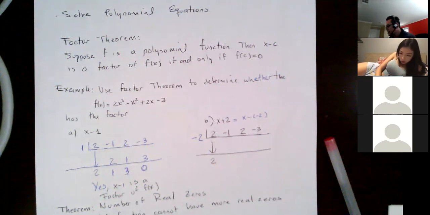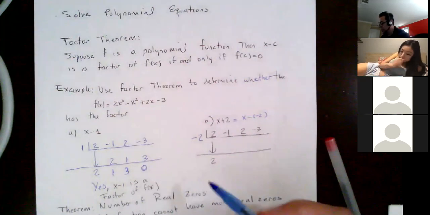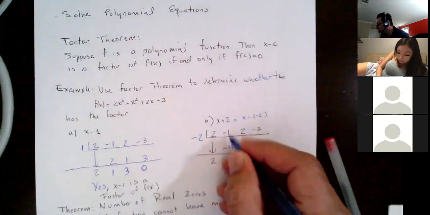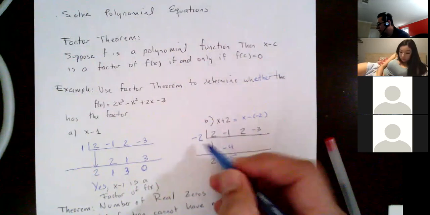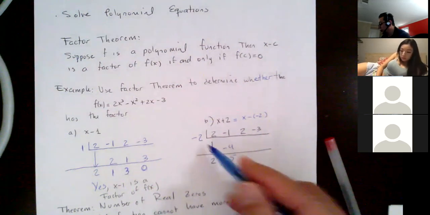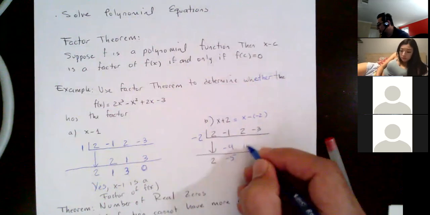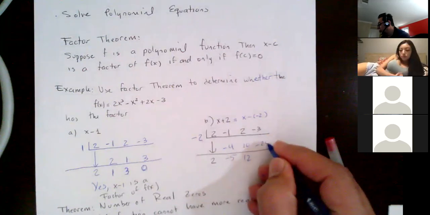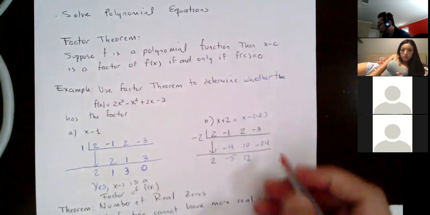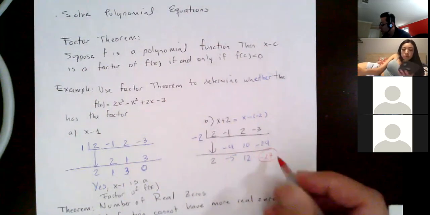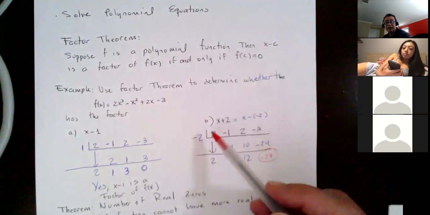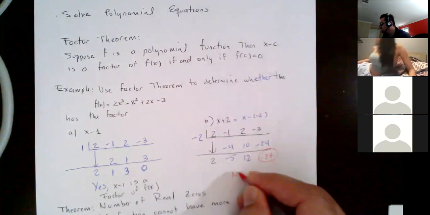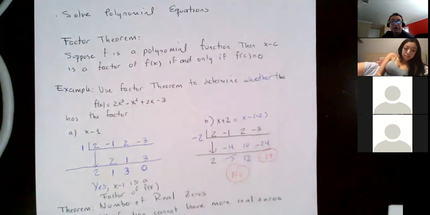Some of you said no. Let's give it a try. Negative 2 times 2 is negative 4. Negative 1 plus negative 4 is negative 5. Negative 2 times negative 5 is positive 10. 2 plus 10 is 12. Negative 2 times 12 is negative 24. And remember, you end up with negative 27. If this is not a 0, then that means that x plus 2 is not a factor of f of x, right? So I'm going to write no here.